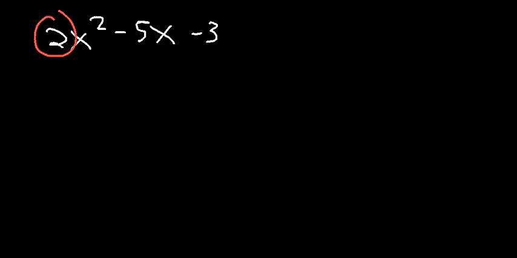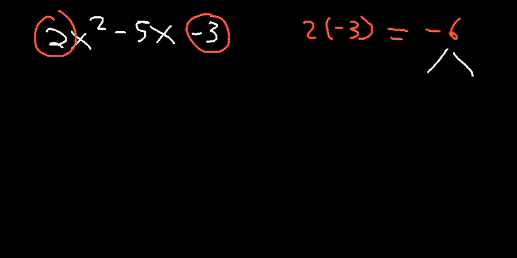Now let's say you don't like that method. If you want a consistent method to follow, here's what you could do. Let's use the same equation. We're going to multiply the first and the last coefficient together. So 2 times negative 3 is negative 6. And we need two numbers that multiply to negative 6 but add to the middle term, negative 5.